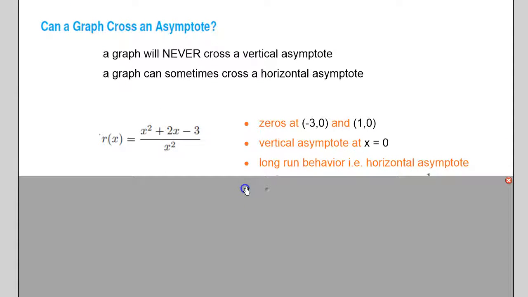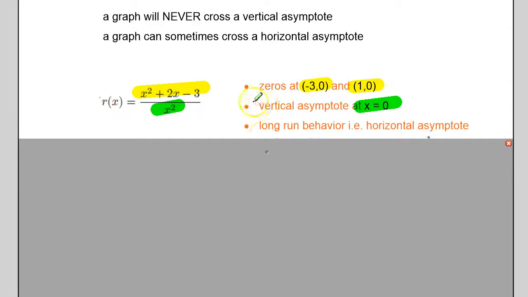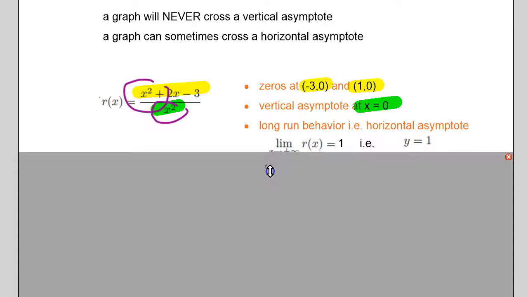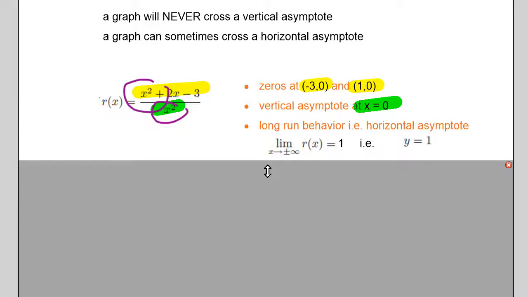So here is an example of a rational function, and based off the numerator polynomial and the denominator polynomial, we know that the zeros of this rational function are at -3 and 1, and that the vertical asymptote is at x equals 0, and that the long run behavior, because when you divide the leading terms by one another they are equal to 1, means our long run behavior as x approaches positive infinity or negative infinity is 1, or approaches y equals 1.